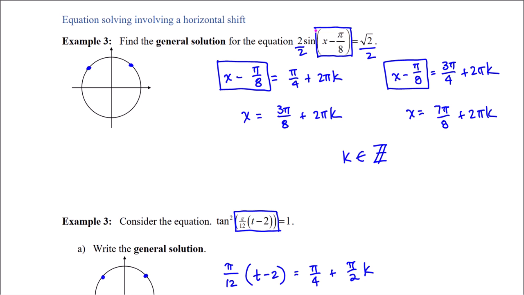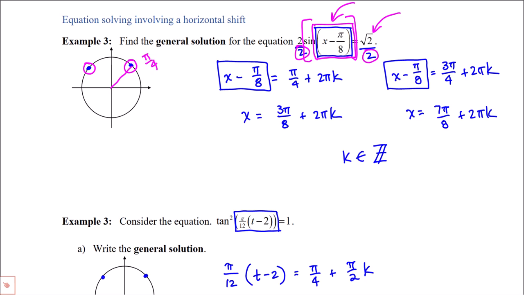Now notice that they have an expression after sine. So I'm going to put that in a box, get the sine of this expression by itself. So I divide both sides by 2. And so then sine of this expression is root 2 over 2. Well, sine is positive in the first and second quadrants. Root 2 over 2 is that 45-degree or pi over 4 angle.